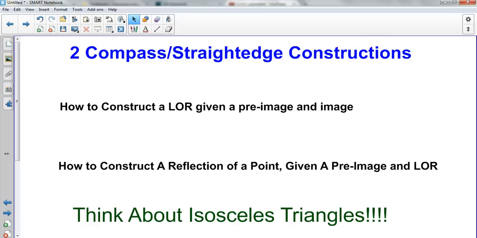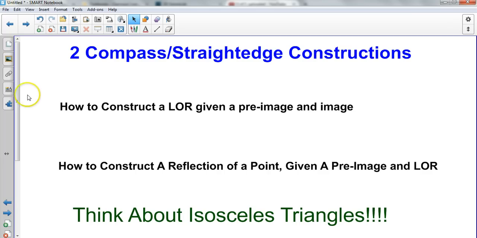Okay, in this video I'm going to show you how we do two compass straight edge constructions. With compass and straight edge, you only need two tools. You need a compass, which makes circles. That's how we're going to get segments of congruent length using radii concepts.